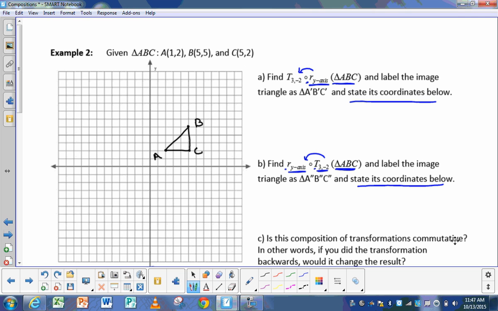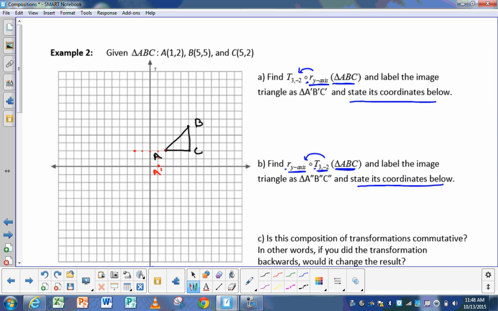So I'm going to show you guys an easier way to do this if you want to skip that intermediate step. If you don't want to draw the image of ABC after a reflection over the y-axis, you can just skip right to drawing the image after a translation of 3, negative 2. So if we look at A, we want to first reflect A over the y-axis. So it's going to be right here. Then we want to perform a translation of 3, negative 2. So we go over 1, 2, 3, down 1, 2. That means that A prime must be right here.